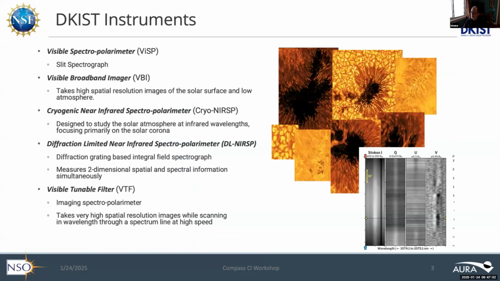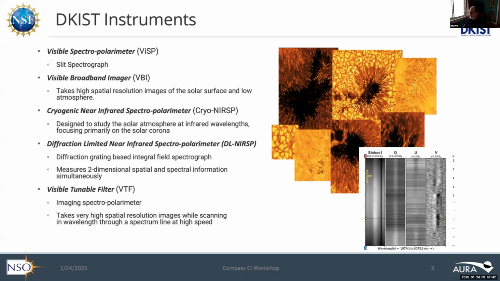The 5 instruments that I'm talking about are the visible spectropolarimeter, VISP, a visible broadband imager, VBI, a cryogenic near-infrared spectropolarimeter, CryoNIRS, something similar, the diffraction-limited near-infrared spectropolarimeter, DLNIRS. Those are the 4 that are currently active on DKIST. The visible tunable filter is currently being integrated and will probably be starting to put out data sometime in 2026.